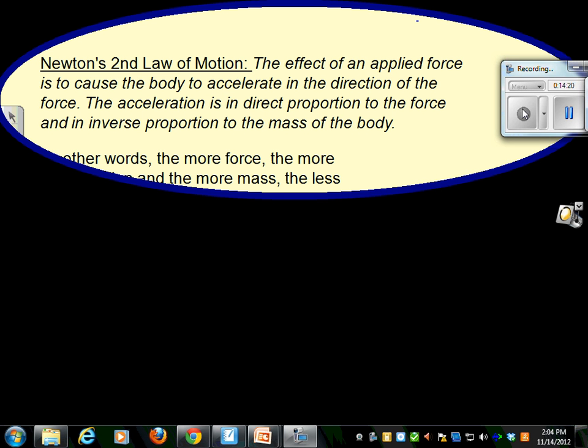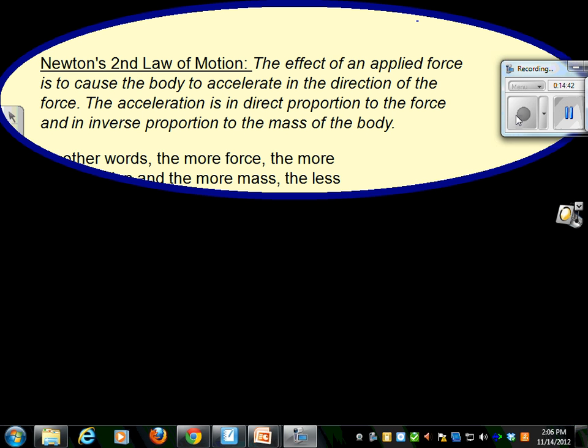So, Newton's second law of motion says the effect of an applied force, this is the one that Howard read, the effect of an applied force is to cause the body to accelerate in the direction of the force. The acceleration is in direct proportion to the force and in inverse proportion to the mass of the body. I'll give you 30 seconds to write it down, then I'll explain.